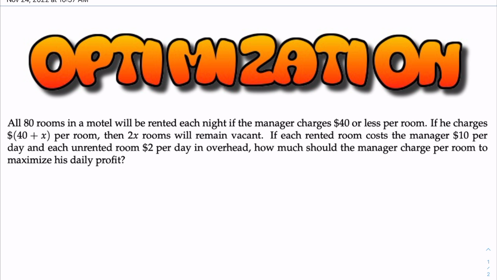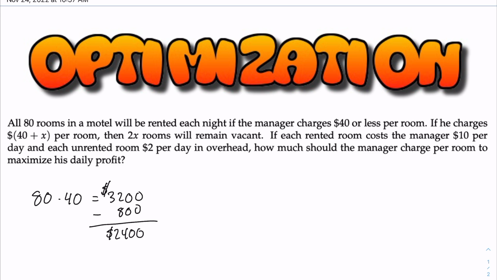Well, I suppose if he has 80 rooms and he charged $40 a night, that's $3,200. And then we have to subtract off his costs for cleaning and such, power. What is it, 80 rooms times $10? That's 800. So what do we get there? We get 2,400. So if he were to do nothing, if he were to rent the rooms for $40, he'd get $2,400. So let's try to beat that.